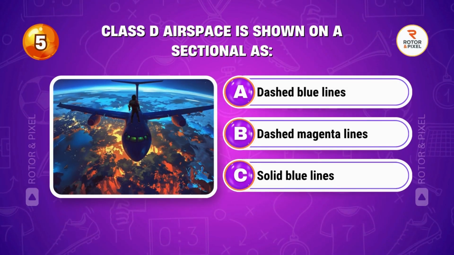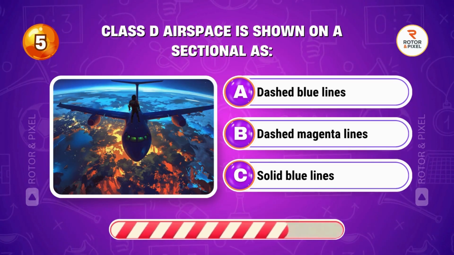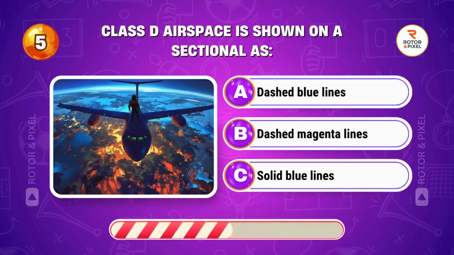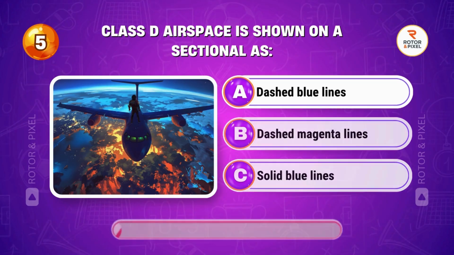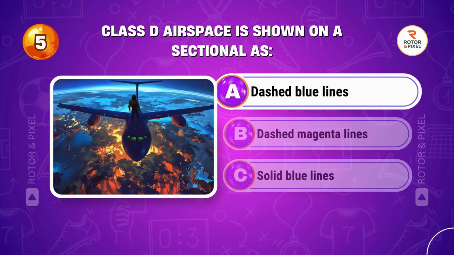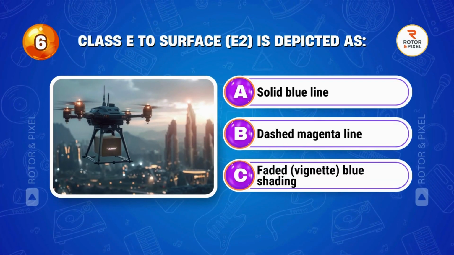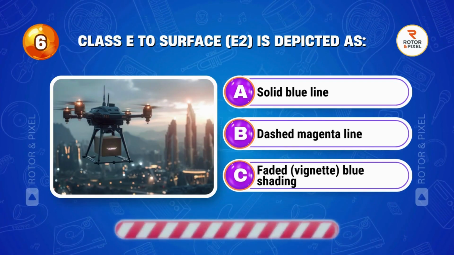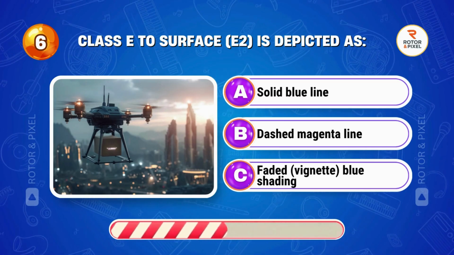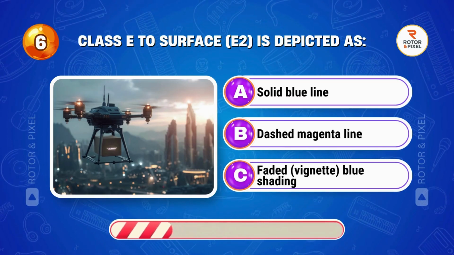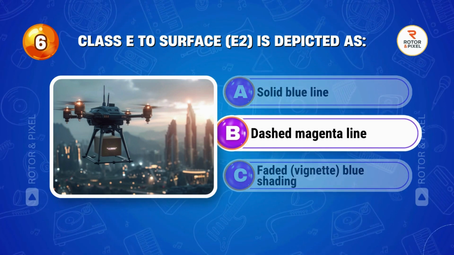Class C airspace is shown on the sectional as Answer A, dashed blue lines. Class E to surface, E2, is depicted as Answer B, dashed magenta line.